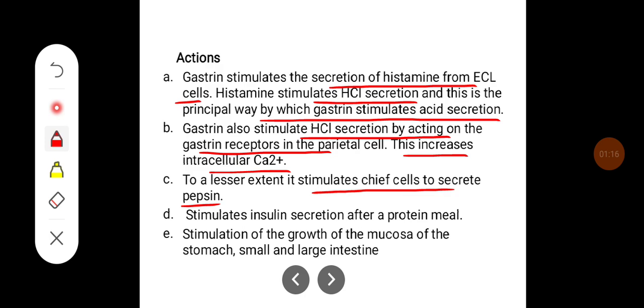It also stimulates insulin secretion after a protein meal and stimulates growth of the mucosa of the stomach and also small and large intestine.